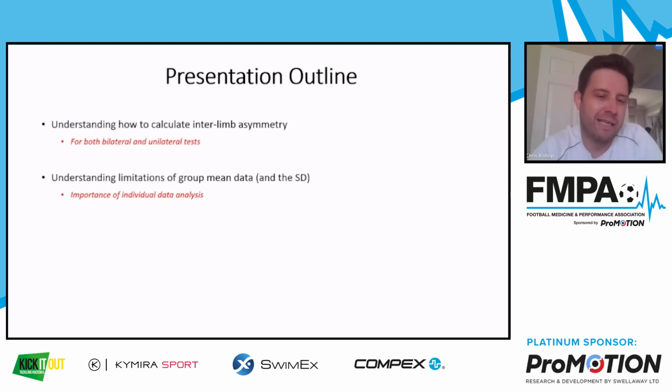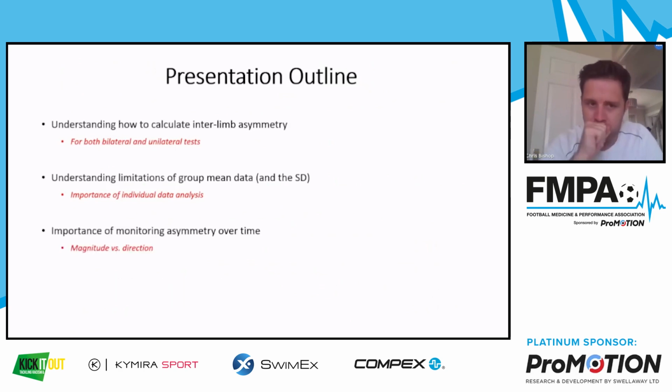But really, individual data analysis has become quite vogue anyway in research in the last 10 years. The importance of monitoring asymmetry over time, but actually we're also going to be talking about not just that percentage raw absolute number, which is the magnitude, but we're going to be talking about the direction of asymmetry, which gives context to limb dominance, i.e. which limb performed better out of the two.